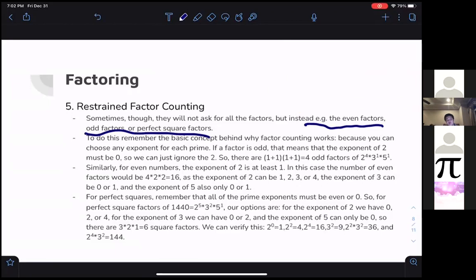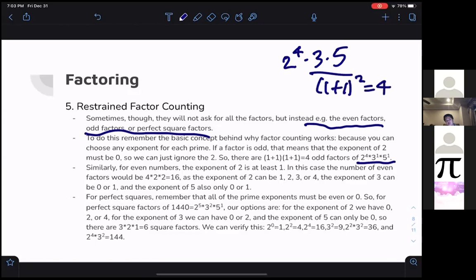And for odd factors, what does that mean? 2 is the prime you care about here. There can't be any 2's in it. And it's the opposite for even numbers. There must be a 2 in it. So let's say you had a number like 2 to the 4th times 3 times 5. If we're talking about odd factors, they must divide this part, 3 times 5, in which there's (1 plus 1) squared, which is equal to 4 factors.